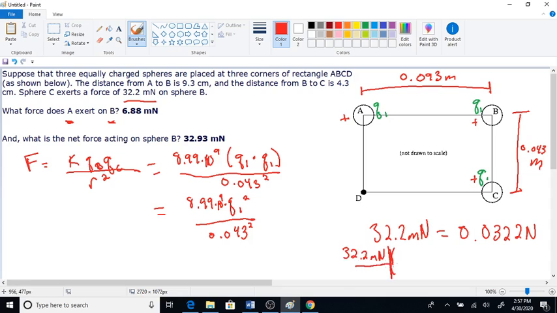If you want to set up the conversion, it's 32.2 millinewtons, and there are 1,000 millinewtons in 1 newton, the prefix milli. So we divide by 1,000 and we get this here. So we can fill this in.